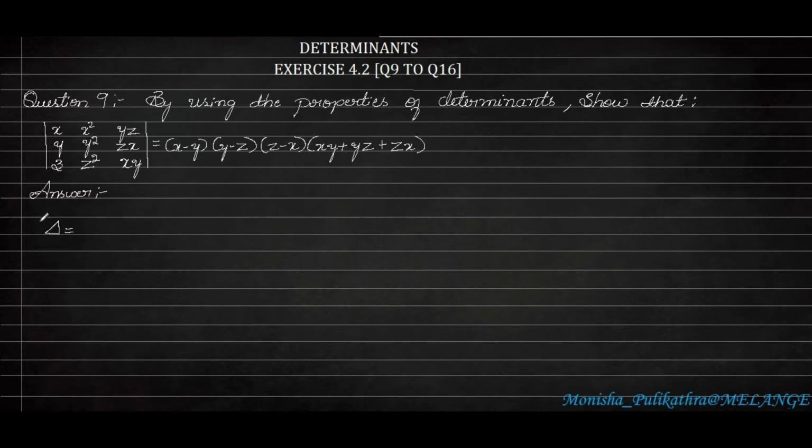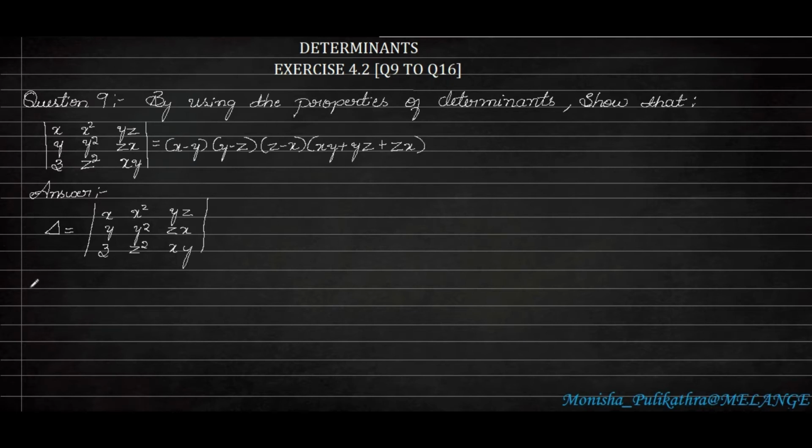So delta is equal to, this symbol is called determinant or delta. Okay, so x, y, z, x square, y square, z square, yz, zx and xy. We have to make some changes to it so that we can prove it into this condition.